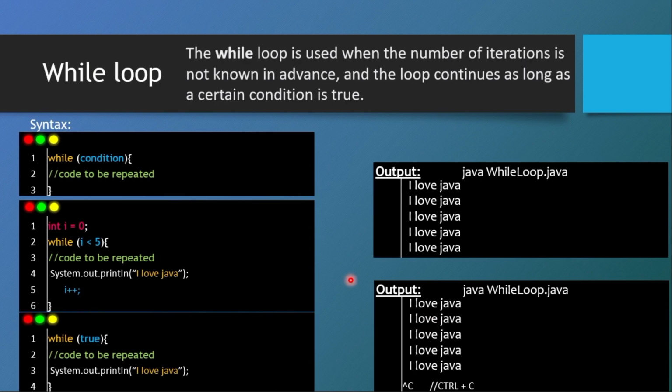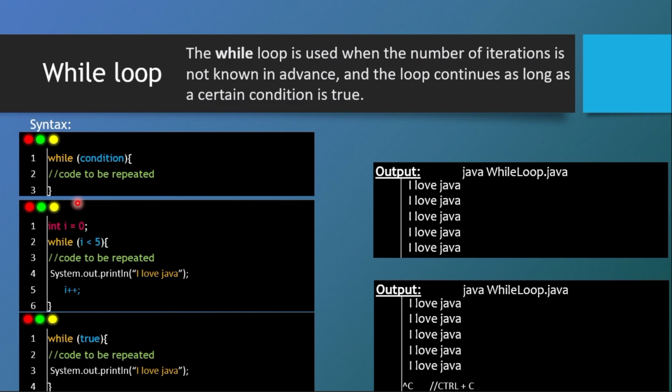And next up, we're going to talk about what a while loop is. So the while loop is used when the number of iterations is not known in advance, and the loop continues as long as a certain condition is true. So you can use a while loop to have a defined value, but when you want to execute a lot of code, like millions and millions of times, or maybe an infinite amount of times, you can use the while loop. So it has the following syntax: while with opening parentheses in the conditions, and then you have the code to be repeated. And we can have something like this.